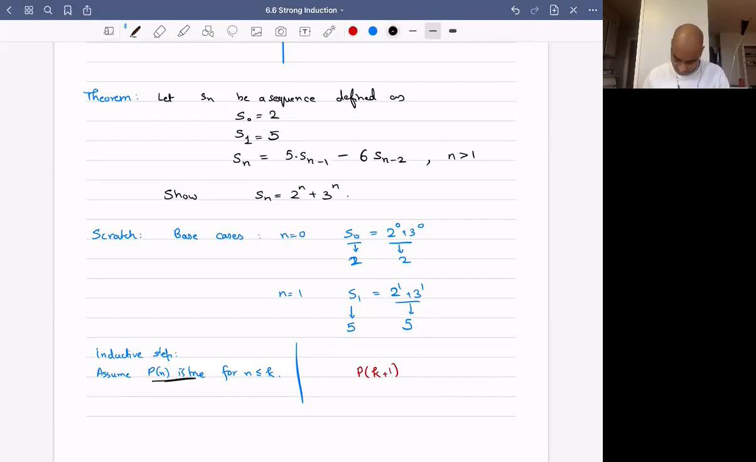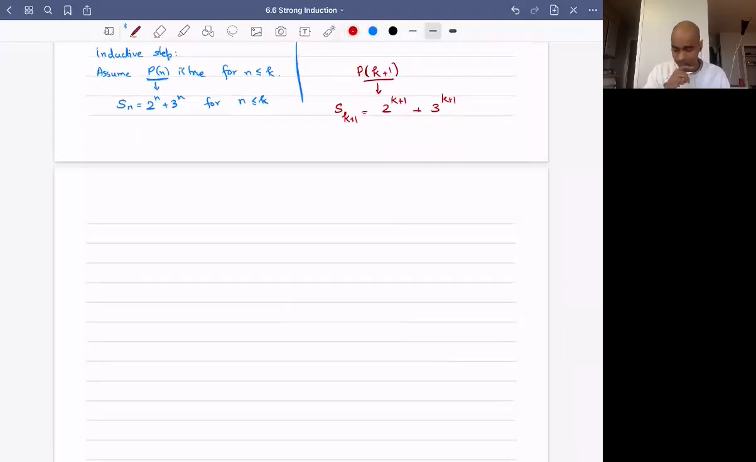So let's expand this out. Pn is true is telling me that Sn is 2 to the n plus 3 to the n for n less than or equal to k. And Pk plus 1 expands out too. I want to show that S(k plus 1) is 2 to the k plus 1 plus 3 to the k plus 1. Okay, so now I want to go from the left to the right somehow. How will I do that?